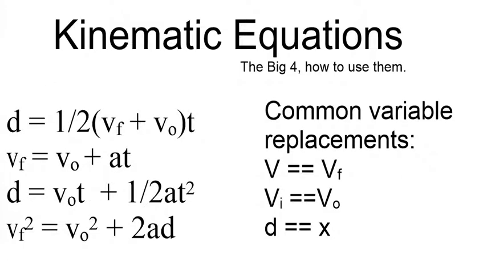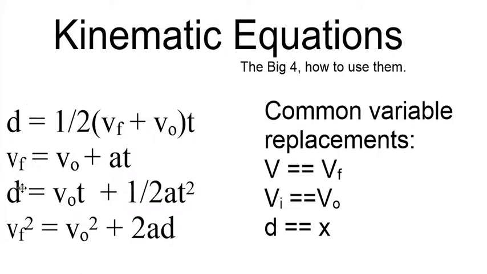We'll start with the equations themselves, and before I get to the equations, I want to talk about the variables and what they mean and what they can be. So we have a D, a V, a T, and an A. With the V, we have two different Vs. We have VF and V0. The VF can also just be a V by itself, and the V0 can also be a VI. The V and VF mean final velocity. The VI or V0 means initial velocity. The D is for displacement. The T is for time. And the A is for acceleration.